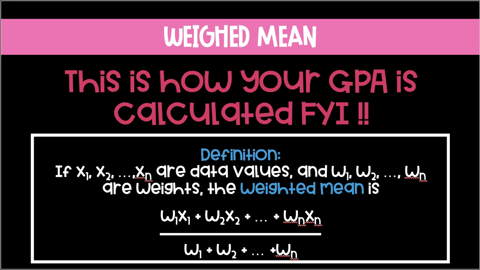Just so you know, fun fact, this is how your GPA is calculated. Depending on the course credits and your score, it's how you're going to calculate your grade. If you have a class that has 4 credits, the grade for that class is going to count 4 times more than a class that has only 1 credit.